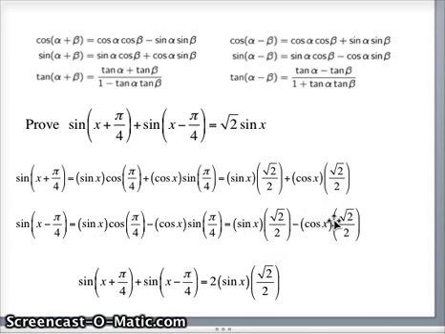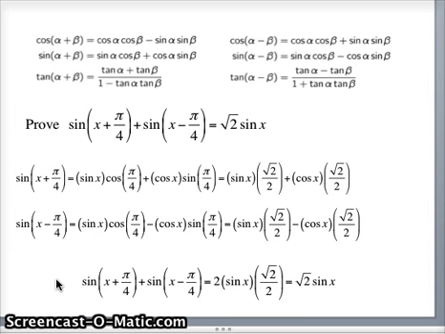The next move is to add these things together. So if I take the sine of x plus pi over 4 plus the sine of x minus pi over 4, this plus this is all of this plus all of this. You'll notice cos x root 2 over 2 minus cos x root 2 over 2 is going to cancel. So then what do I get? Sine x root 2 over 2 plus another sine x root 2 over 2, which is 2 times sine x root 2 over 2. This 2 and this 2 divide out, so that my answer is going to be sine x times square root of 2, or square root of 2 times sine x, thus proving this.